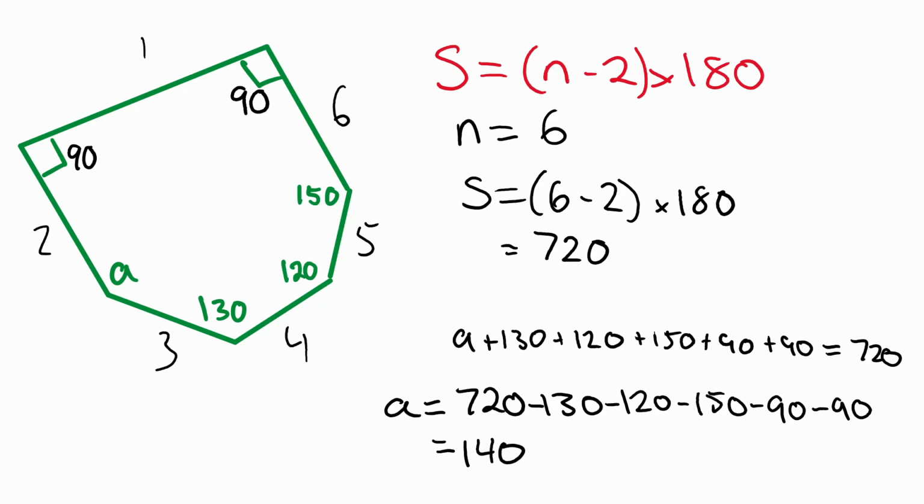So with these questions, a lot of the time the question could ask, hey, I just want you to find me the angle sum. I don't care about any specific angle. But sometimes they'll ask you, hey, I need this angle. So you've got to use the angle sum first and then find your unknown angle.